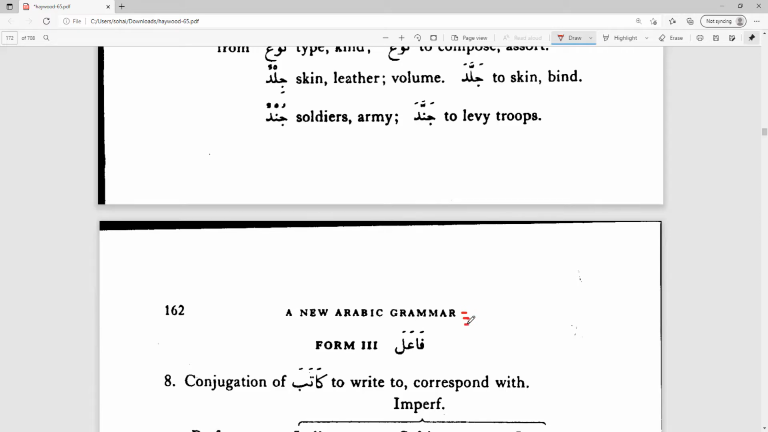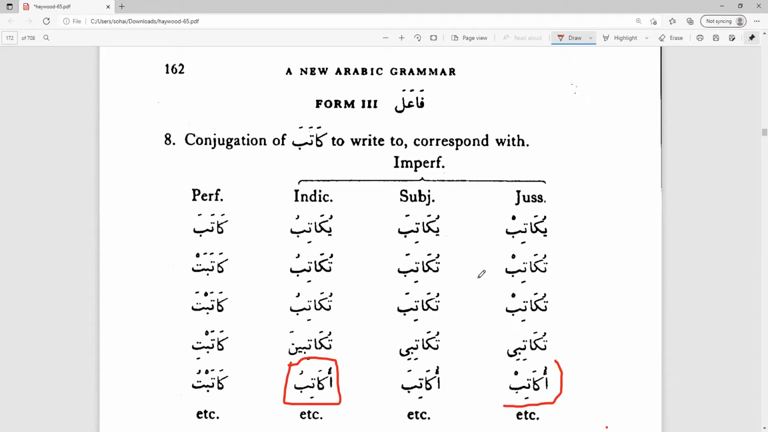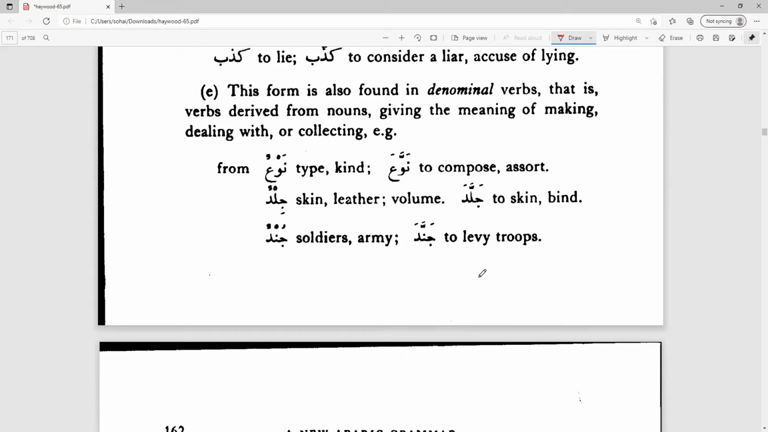Yes, sir. Ana ukatibu, nahnu nukatibu, anta tukatibu, antuma tukatibani, antum tukatibuna, anti tukatibina, antuma tukatibani, antunna tukatibna. Huwa yukatibu, huma yukatibani, hum yukatibuna, hiya tukatibu, huma tukatibani, hunna yukatibna. That's good. Also, you want to try the passive for the mudari?